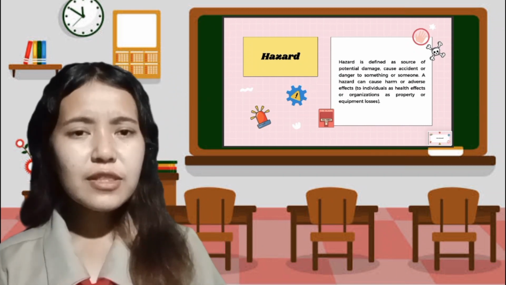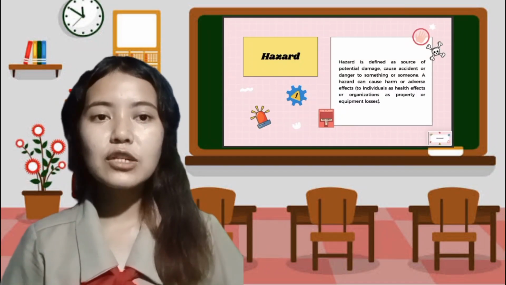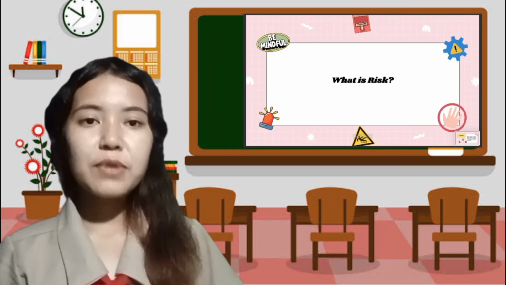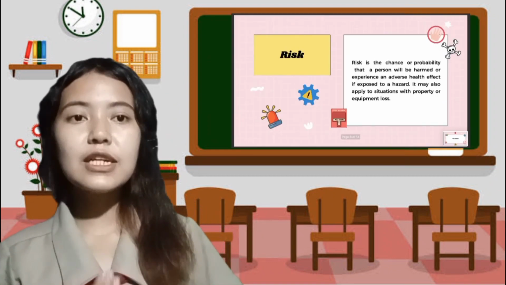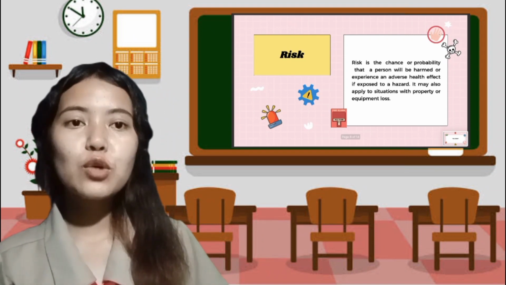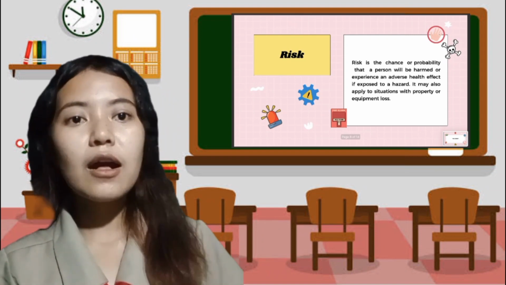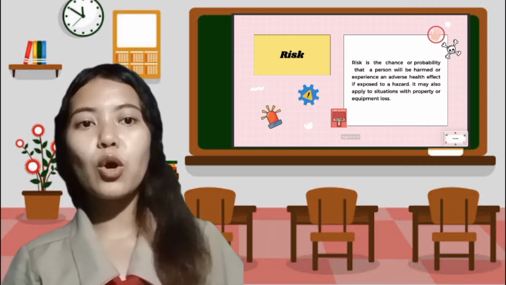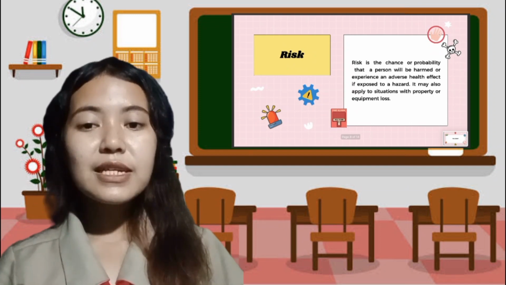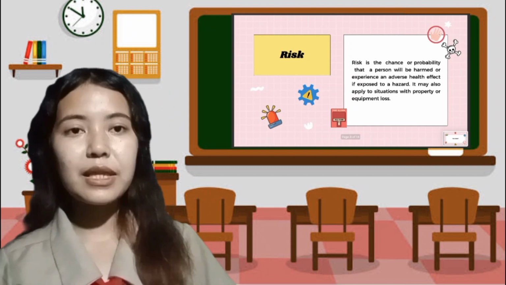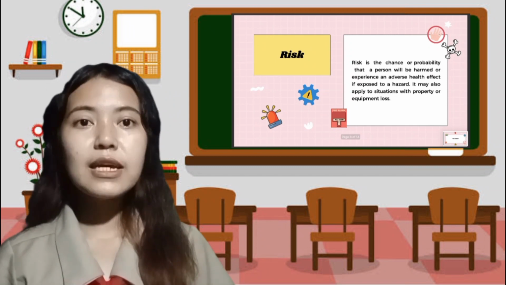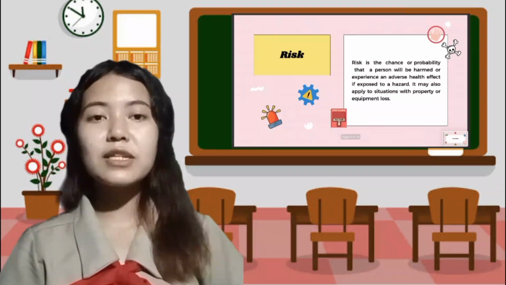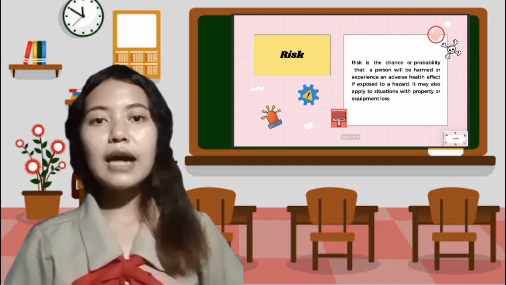In everyday terms, hazard is usually used to describe something as a threat or an obstacle. But in the earth science field, hazard actually refers to the event that has the potential to cause harm. So next is risk. So what is risk? Risk is the chance of or probability that a person will be harmed or experience an adverse health effect if exposed to a hazard. It may also apply to situations with property or equipment loss. In simple terms, risk is the possibility of something bad happening. So risk involves uncertainty about the effects or implication of an activity with respect to something that humans value, often focusing on negative and undesirable consequences.